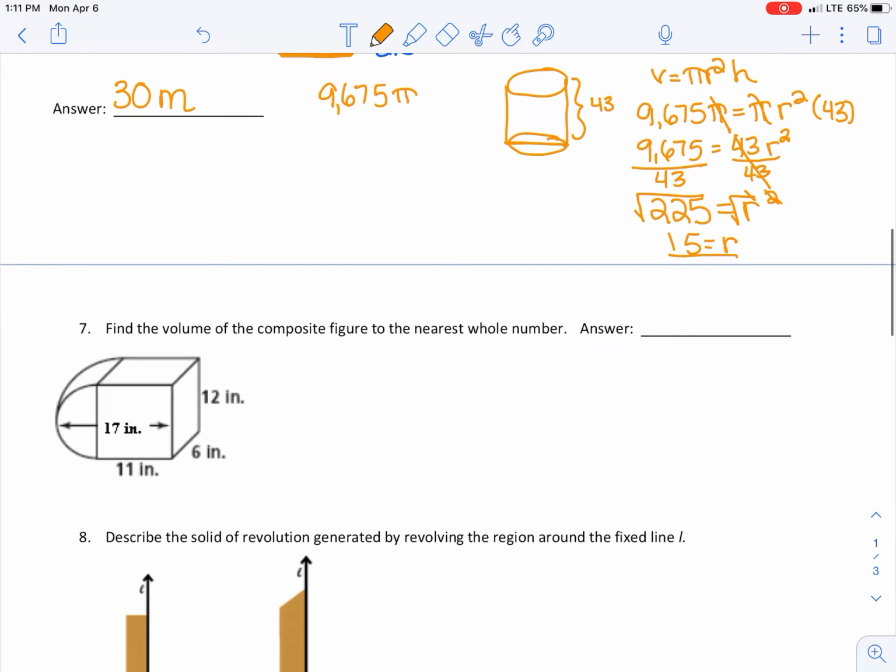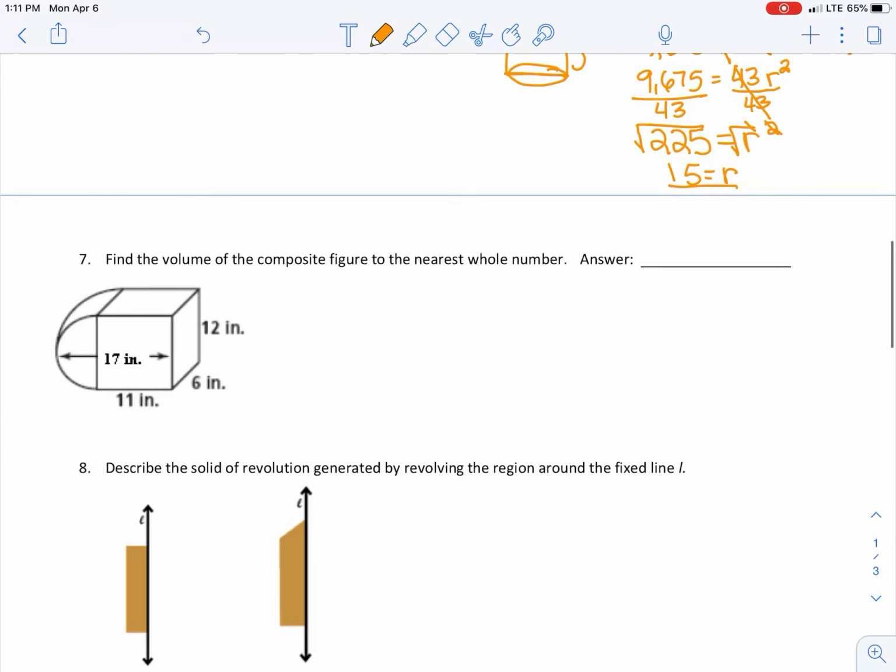All right, let's move on then to number 7. So with number 7, it looks a little confusing. There's two different shapes, I would say, here. So we need to look at both shapes and split this apart. So if you look, we have a prism over here. So let's go ahead and look at that orange figure first. Let's look at that prism.